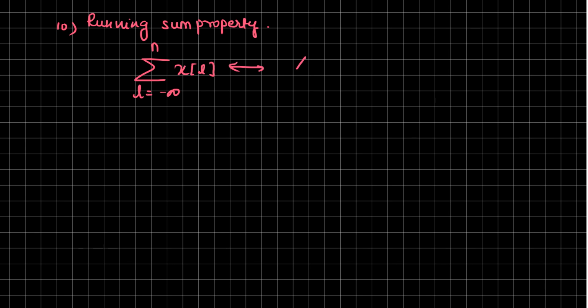Let us look at the next property, that is running sum property. Which states that the Z transform of summation L running from minus infinity to n x of L is given by x of z upon 1 minus z inverse, and its region of convergence is given by the region of convergence of the original signal, that is x of n intersection mod of z greater than 1.